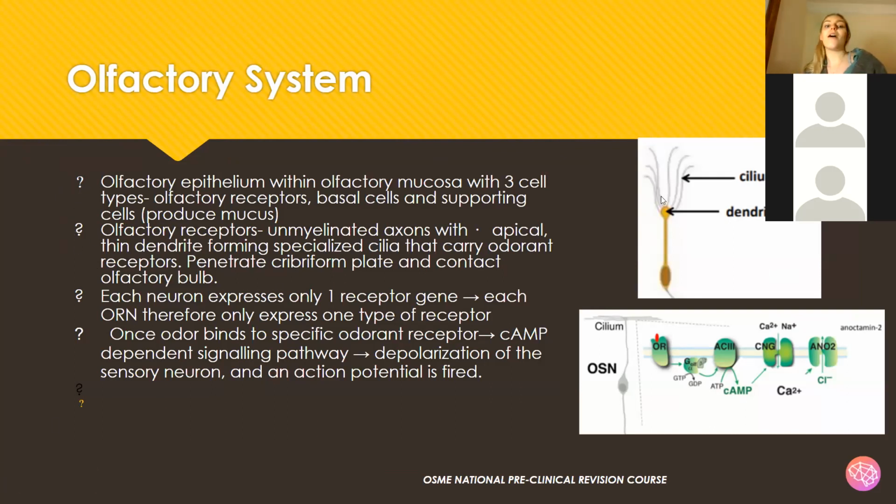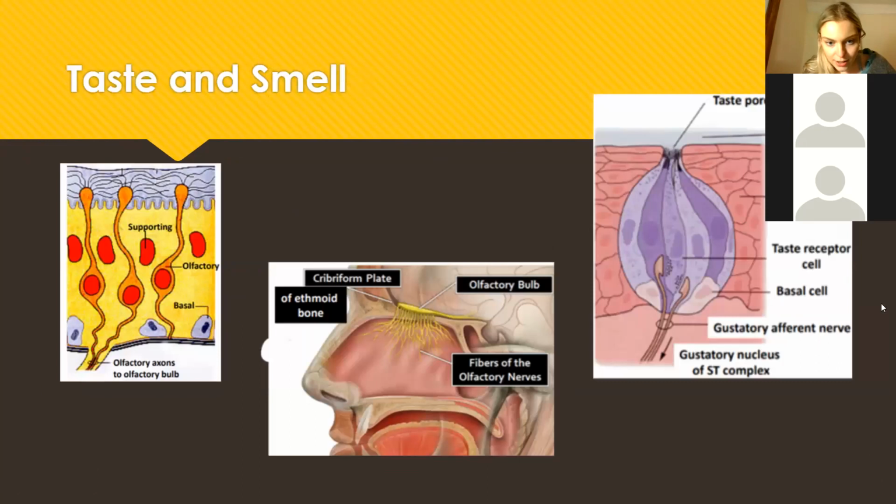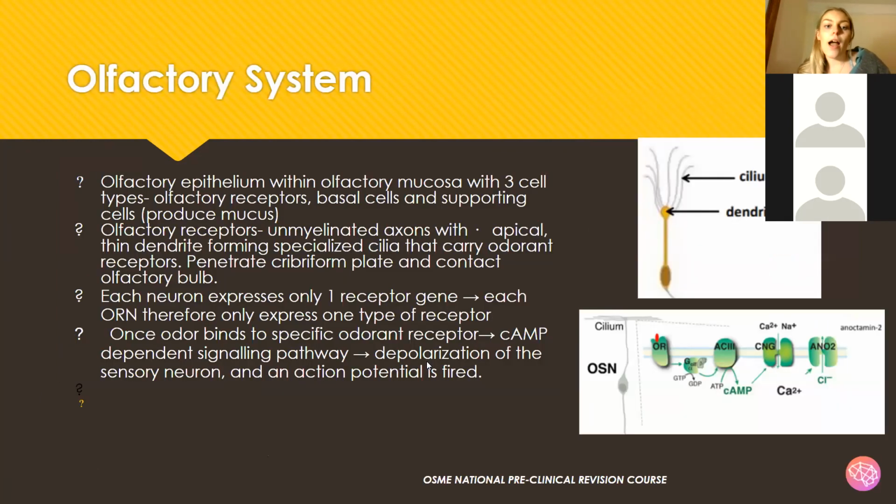They're not questions. Okay, so our olfactory epithelium is within the olfactory mucosa. There's an image of it in the middle there. You can see coming through the ethmoid bone of the cribriform plate. And this is around a 10 centimeter cubed area of mucosa, and it's got 3 main cell types. So olfactory receptors, basal cells, and supporting cells. So basal cells have a stem cell role. So these have regenerative properties, and supporting cells produce mucus.